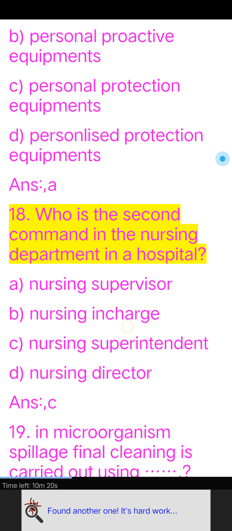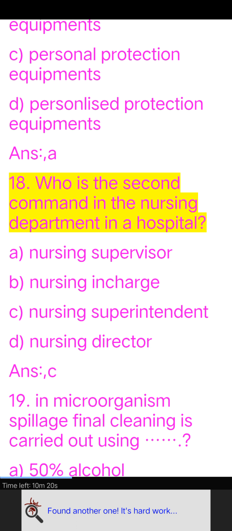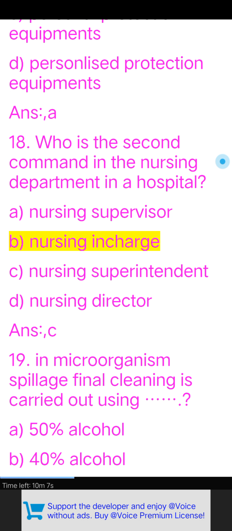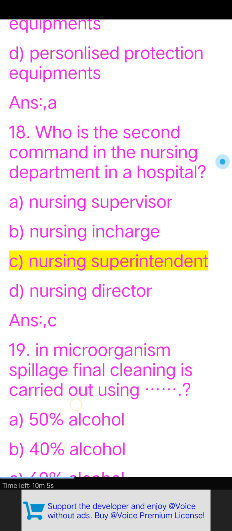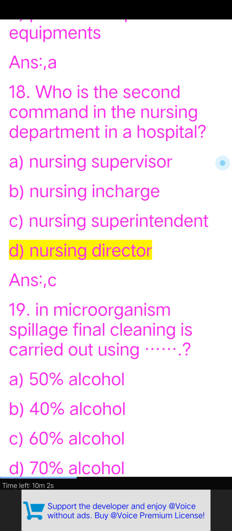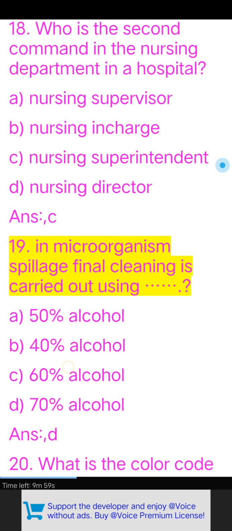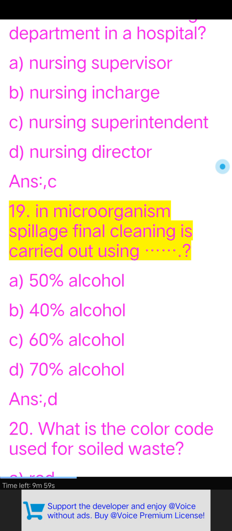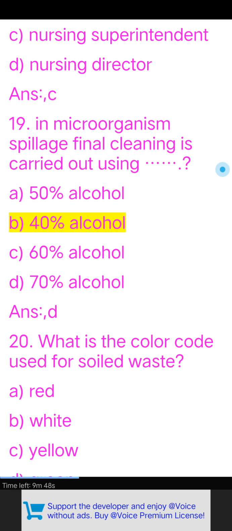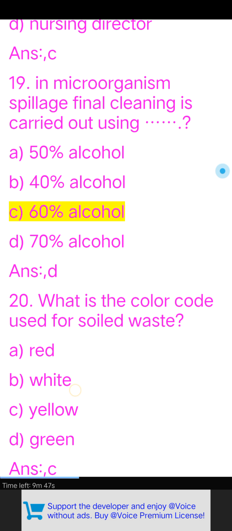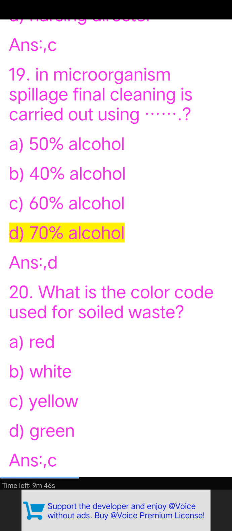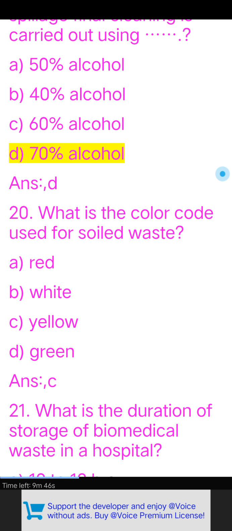18. Who is the second command in the nursing department in a hospital? A. Nursing supervisor. B. Nursing in charge. C. Nursing superintendent. D. Nursing director. Answer. C. 19. In microorganism spillage, final cleaning is carried out using A. 50% alcohol. B. 40% alcohol. C. 60% alcohol. D. 70% alcohol. Answer. D.